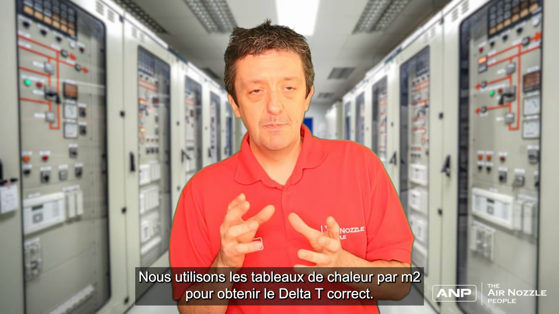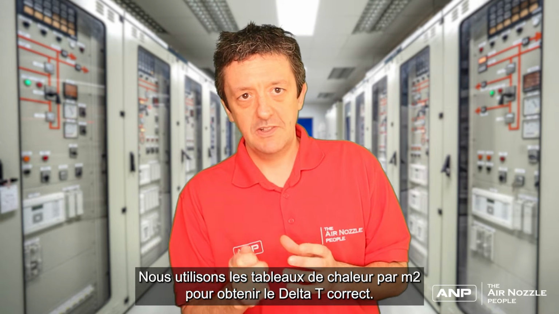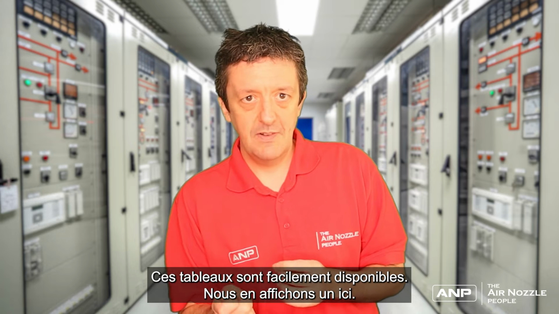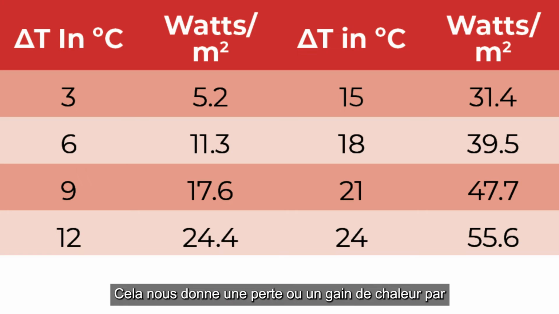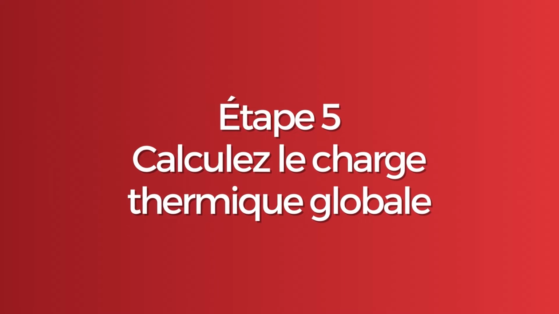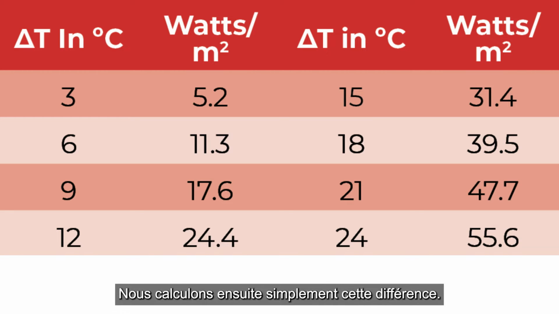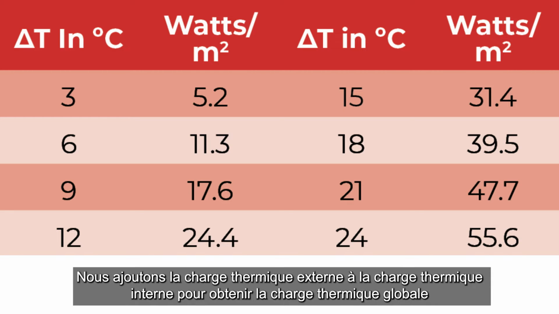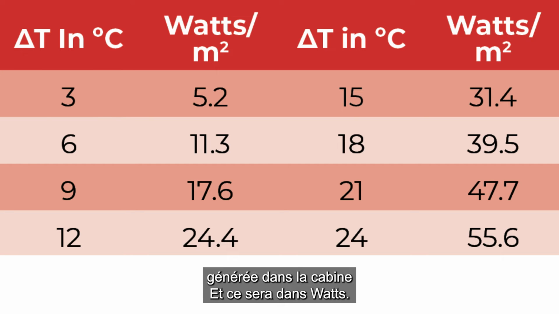We use the heat per meter squared charts for the correct delta T. These charts are readily available, displaying one here. And this will give us a heat loss or gain per meter squared for the correct temperature difference. And then we just calculate that simply. We add the external to internal heat loads to get the overall heat load generated in the cabinet. This will be in watts.